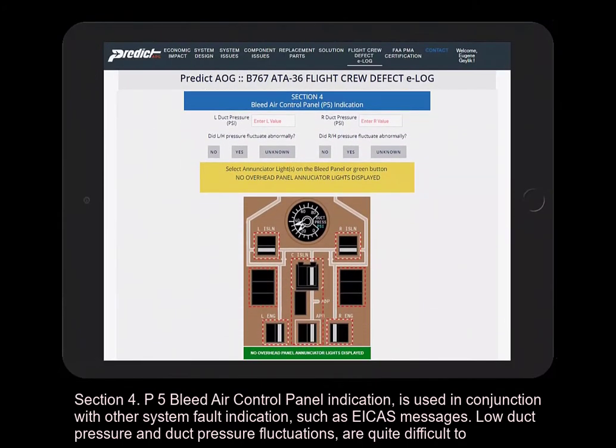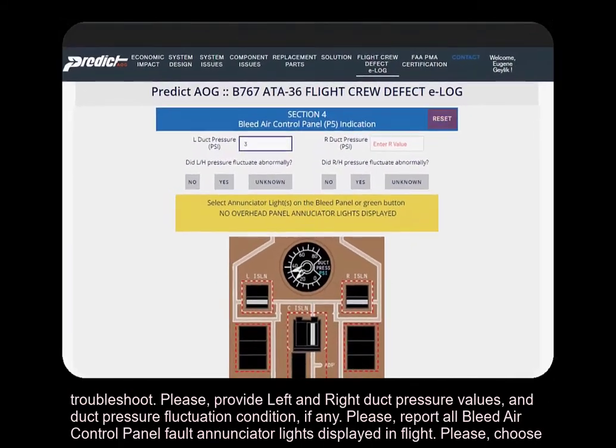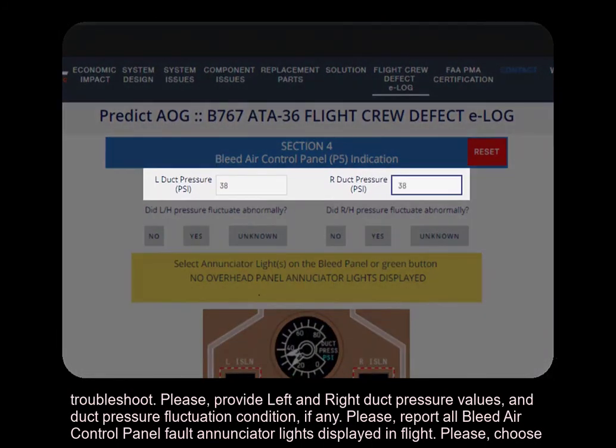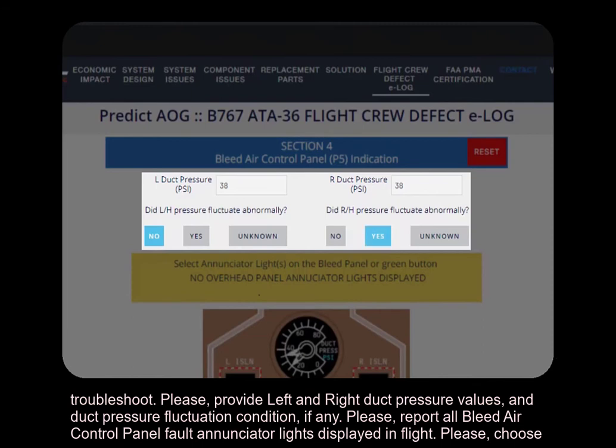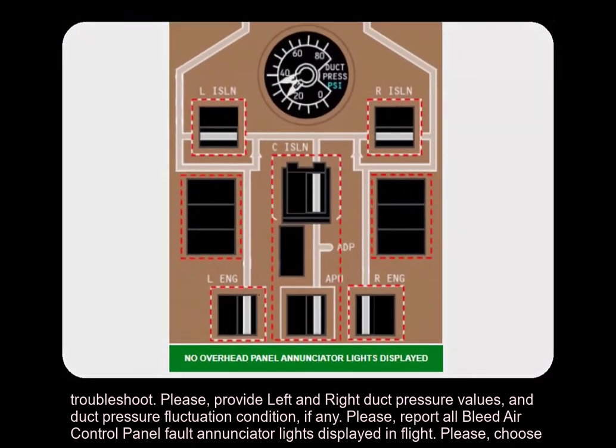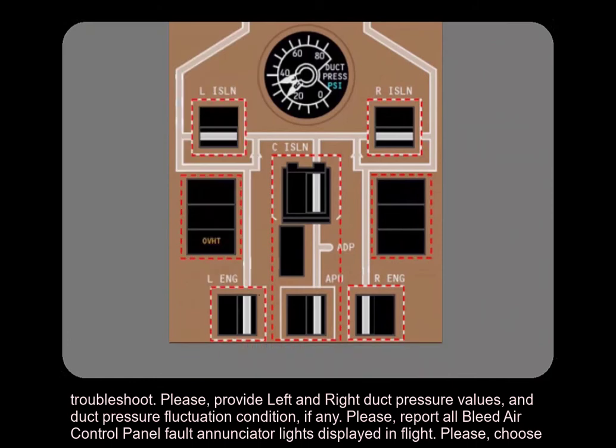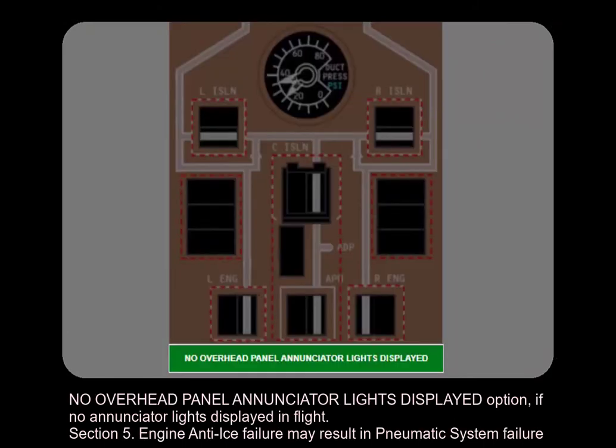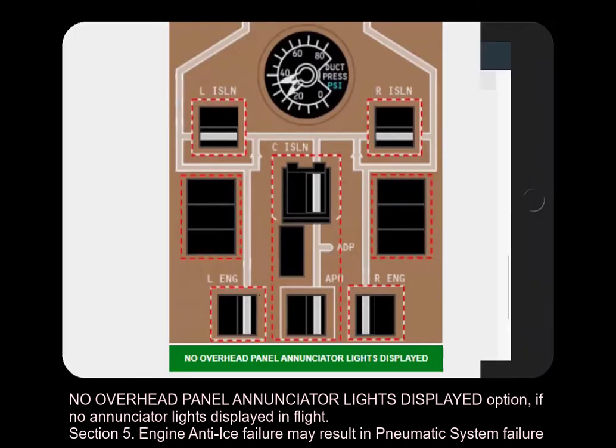Section 4. P5 bleed air control panel indication is used in conjunction with other system fault indication, such as ICAS messages. Low duct pressure and duct pressure fluctuations are quite difficult to troubleshoot. Please provide left and right duct pressure values and duct pressure fluctuation condition, if any. Please report all bleed air control panel fault annunciator lights displayed in flight. Please choose no overhead panel annunciator lights displayed option if no annunciator lights displayed in flight.